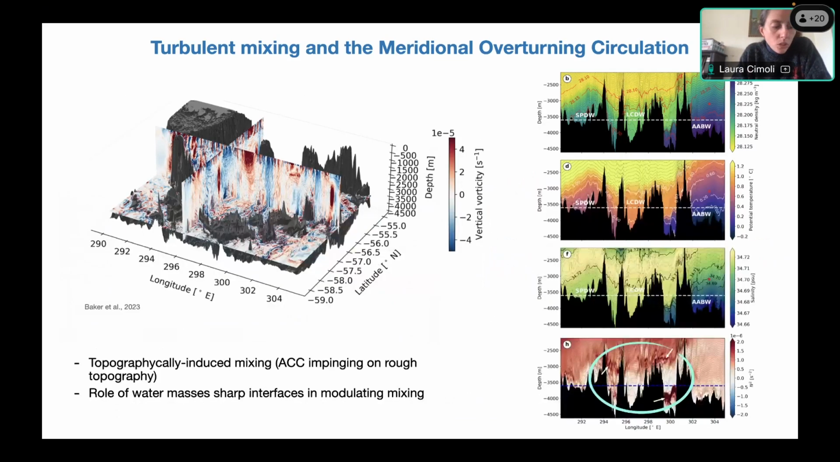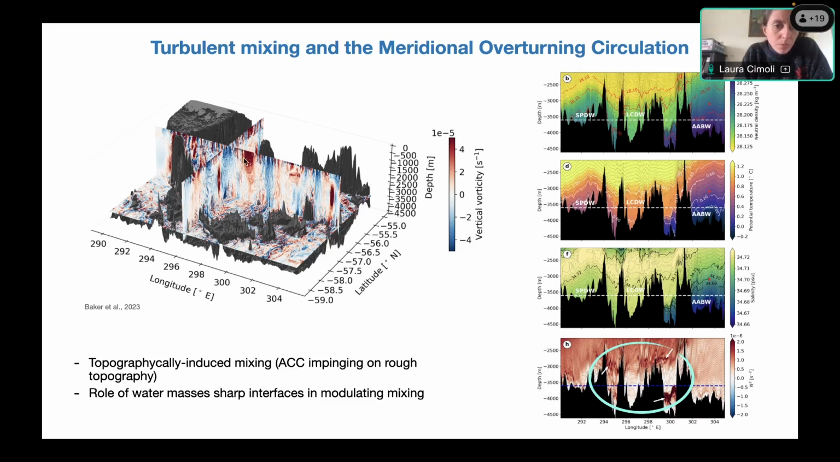And to dig a bit more into the details of how mixing actually transforms Antarctic Bottom Waters into lighter water masses, these are the results from a paper that came out last year by Loïc Baker and collaborators. They used very high resolution numerical simulations of the Drake Passage to look at the transformation of Antarctic Bottom Waters. The panel here on the left shows vertical vorticity. So here you have the tip of South America, and the ACC flows in this direction.